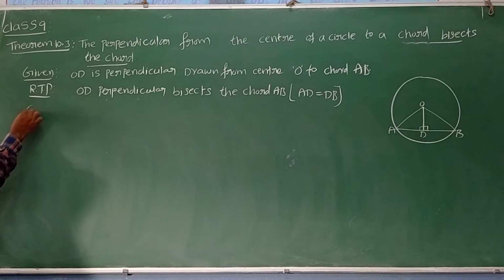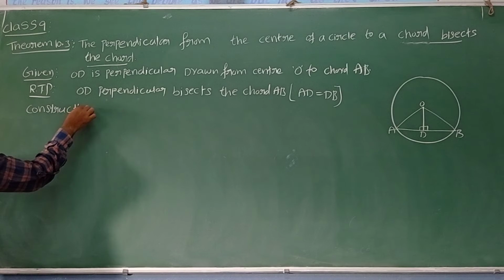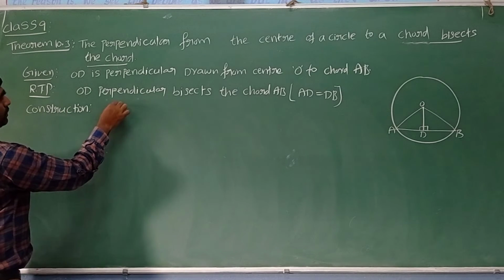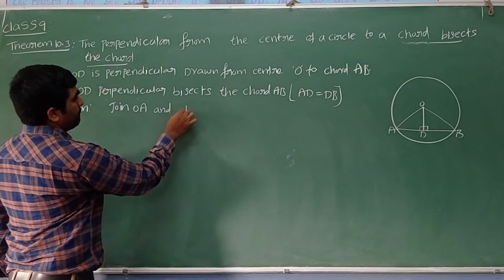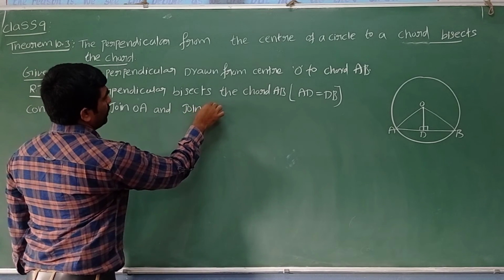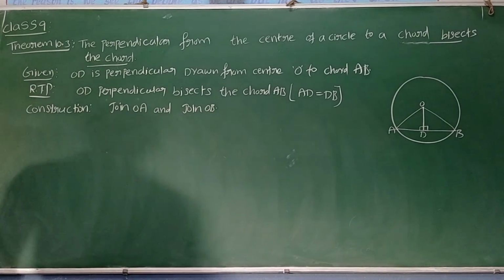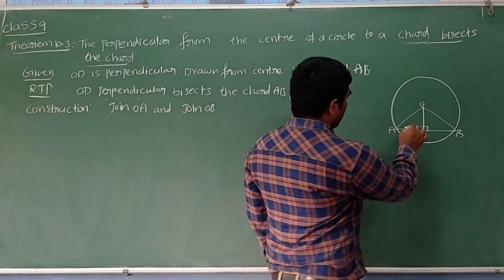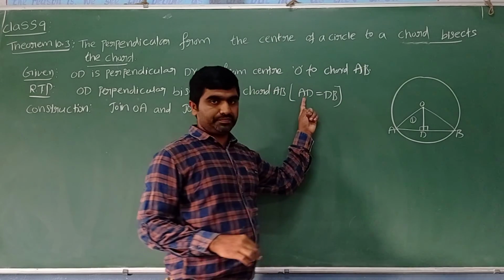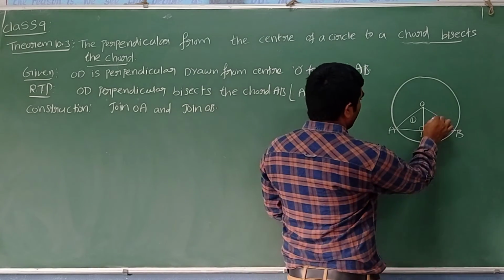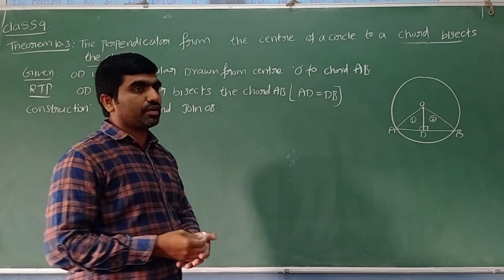Now let me write the construction part. What construction do we need to do here? Construction: join OA and OB to get triangles. Now let me take two triangles. One triangle is OAD, which is based on side AD, and one triangle is ODB, which is based on side DB. Now our target is to prove both the triangles are congruent.